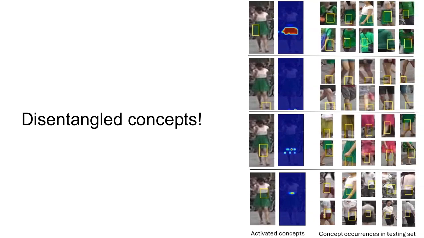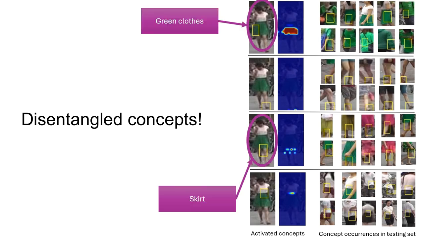As an example, in a re-ID task, we have some concepts that were activated for a specific individual. In that case, we see that there's a concept for green clothes, if we compare with the other images in the test set, and that is separated from the concept of a skirt. So the color here is disentangled from the clothes itself.